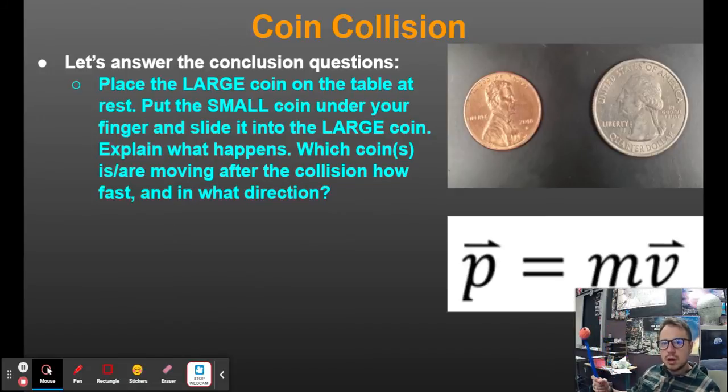Now it says place the large coin on the table at rest. Put the small coin under your finger and slide it into the large coin. We'll just explain what happens. Now tell me which coin is or are moving after the collision and how fast and in what direction.